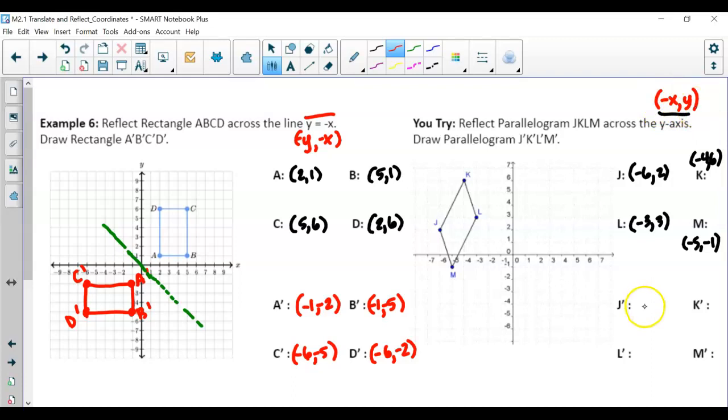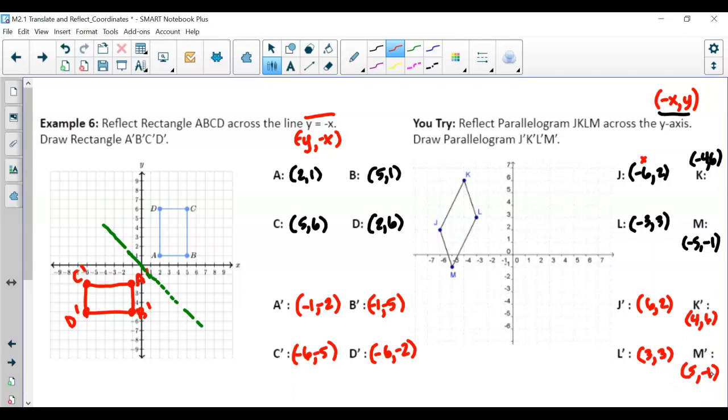So here, J prime, right? So if we're changing the sign of the x, now that means we're only focusing on the x. So now it's +6, 2. So K is +4, 6. Here, +3, 3, and here +5, -1. So again, changing the sign of the x coordinate.